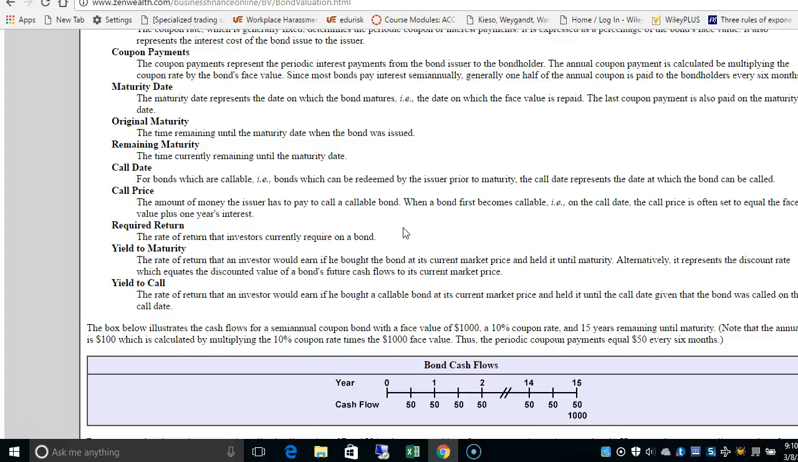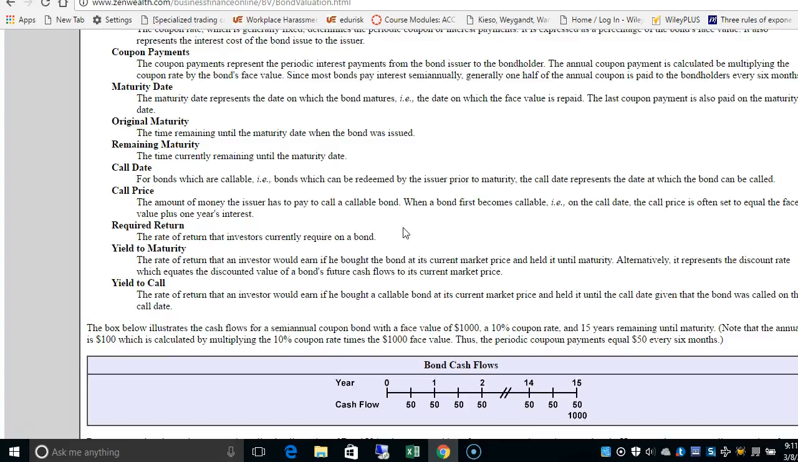Obviously, when interest rates start going up, and calling it would only cost them more money, they most likely will not call the bond if rates are higher. The required rate of return is what investors currently require on a bond, so that's the current market rate. The yield to maturity is really the important feature here. It's the rate of return an investor would earn if he or she bought the bond at its current market rate and held it until maturity. It's essentially the discount rate in present value, which equates to the discounted value of the bond.